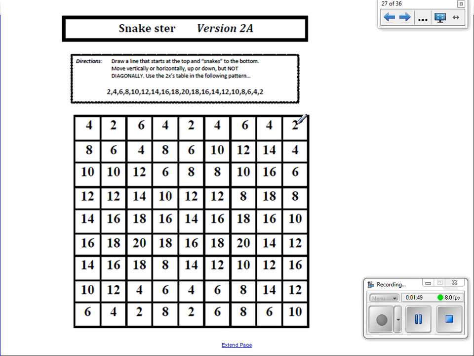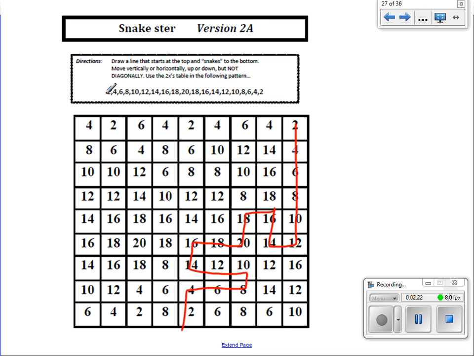Now, I think this route goes like this: 2 to 4 to 6 to 8 to 10 to 12, 14, 16, 18, 20, 18, 16, 14, 12, 10, 8, 6, 4, 2. There we go. So there's the route. You notice it goes from 2 all the way up to 20 and then all the way back down to 2. It starts at the top, ends at the bottom. There is a 2A, a 2B, a 2C. There's a bunch of these 2 puzzles, and then there's one for every times table.